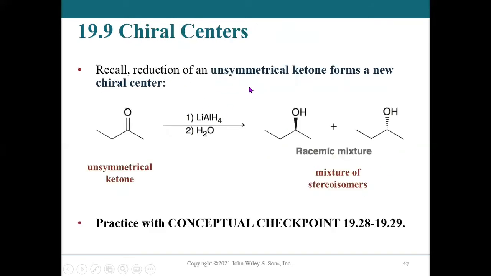Recall reduction of an unsymmetrical ketone forms a new chiral center. So here is an unsymmetrical ketone. We have two carbons on one side, one carbon on the other side. Reacting with LAH and then work-up with water produces this racemic mixture of stereoisomers, or enantiomers.